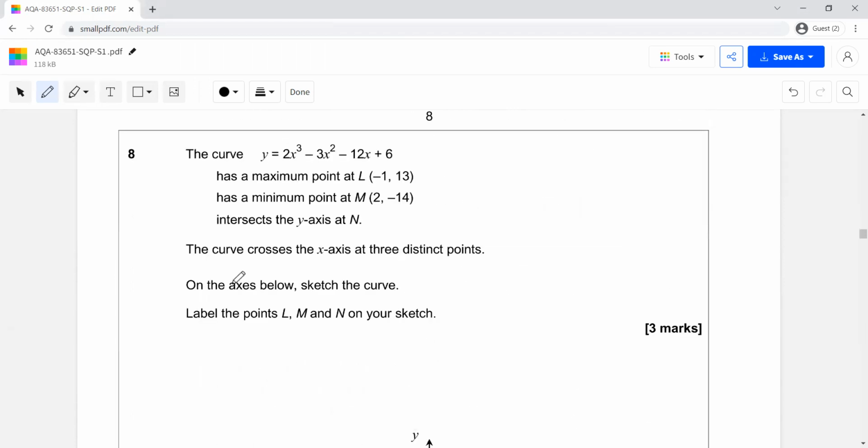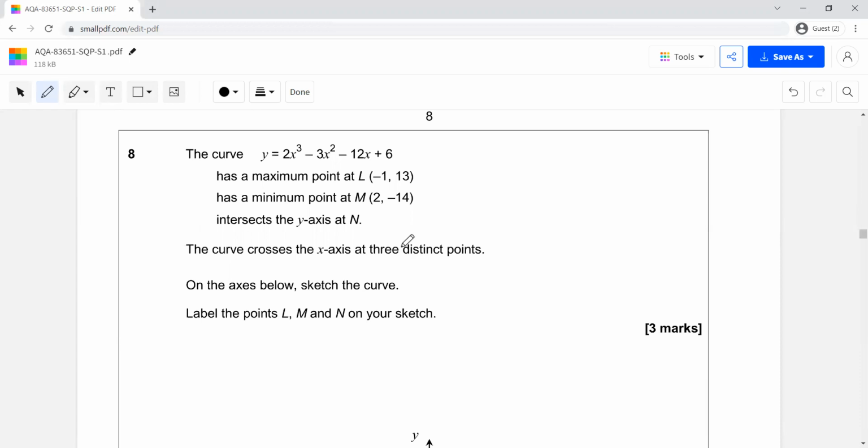The curve y equals 2x cubed minus 3x squared minus 12x plus 6 has a maximum point at L (-1, 13), has a minimum point at M (2, -14), and intersects the y-axis at N. The curve crosses the x-axis at three distinct points. On the axis below, sketch the curve, label the points L, M, and N.